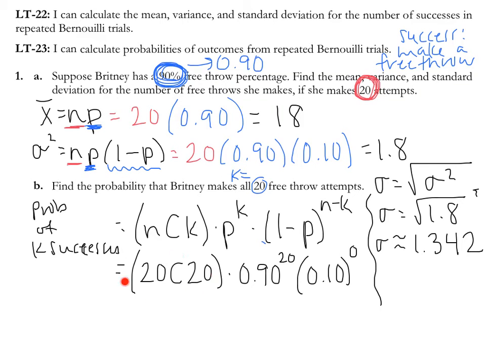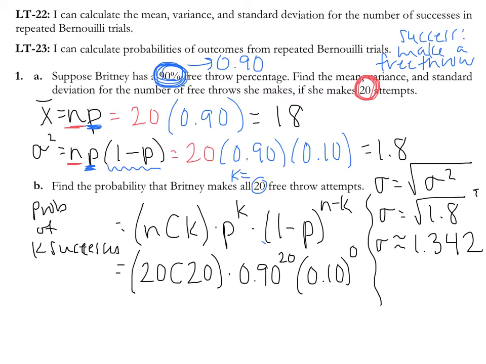So this part tells us how many ways there are of choosing 20 of the free throws to be successes. This part has us multiplied by the probability of getting success on each individual free throw. It has us multiplied by that 20 times because we want 20 successes. And then this is the probability of a failure. We get it by doing 1 minus the probability, raised to the power of however many failures we want. Now we need our calculators to actually do this calculation.